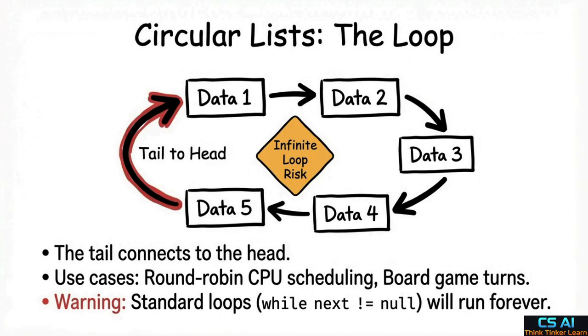Beyond standard linked lists, we also have something called a circular list, which introduces the loop. In a circular list, the tail of the list, or the very last node, instead of pointing to null, connects back to the head of the list. This creates a continuous loop. Circular lists are useful for scenarios like round robin CPU scheduling, where tasks are processed in a cycle, or board game turns. However, there is a significant warning. Standard traversal loops, which typically check while next is not null, will run forever in a circular list. You need to implement specific logic to detect when you have completed a full cycle in order to avoid infinite loops.